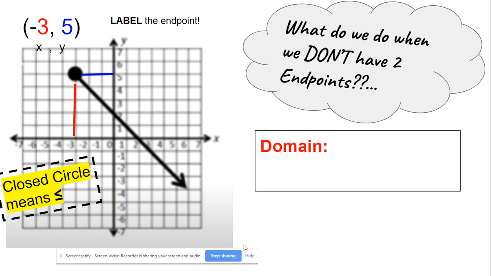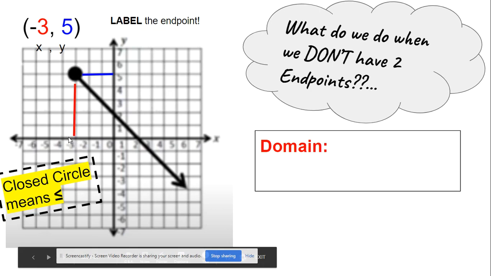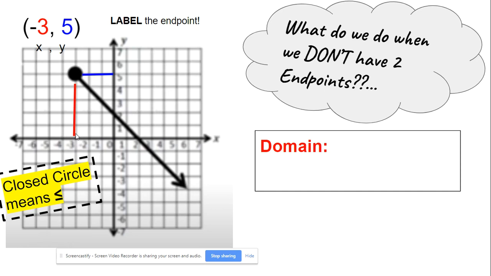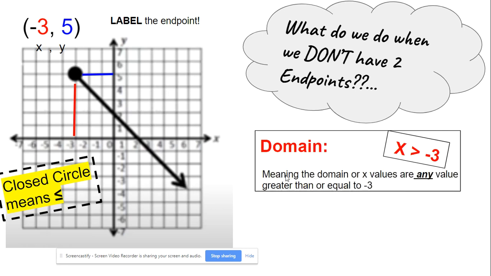So I look at the domain. My domain is -3 is the starting point. But my values this time are getting larger. So we can say x is greater than -3. It can be any value greater than -3. It actually needs to be greater than or equal to. Okay, so that's actually wrong. Meaning the domain or x values are any value greater than or equal to -3. Again, this is the wrong symbol. We need to put greater than or equal to here.